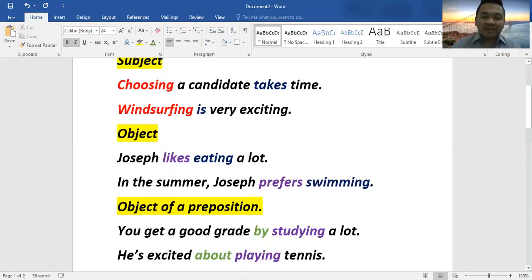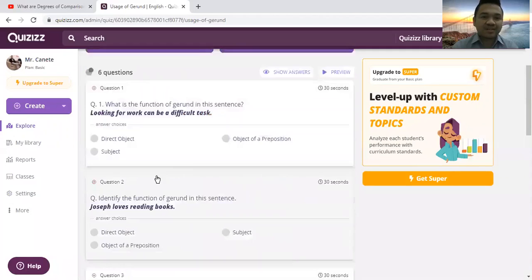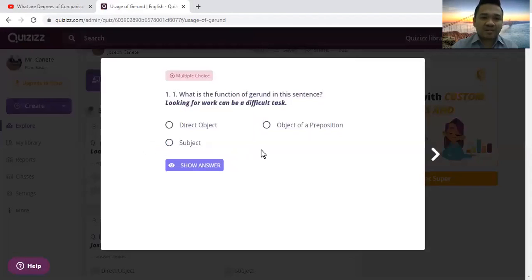Take note of that. Now, to test your understanding about the lesson, let's have a short activity about gerund. So here, what is the function of gerund in this sentence? Looking for work can be a difficult task. So what is the function of gerund? Very good. It serves as the subject. Looking, the verb here is can. So the gerund here is a subject.